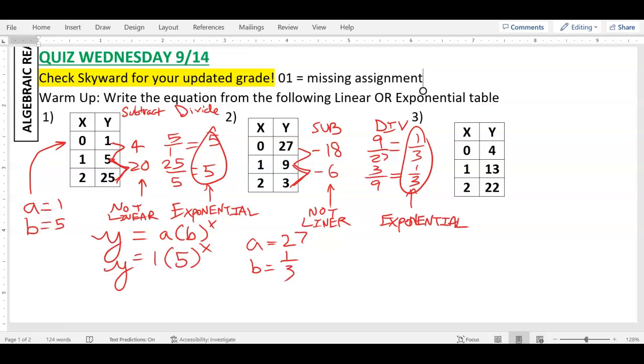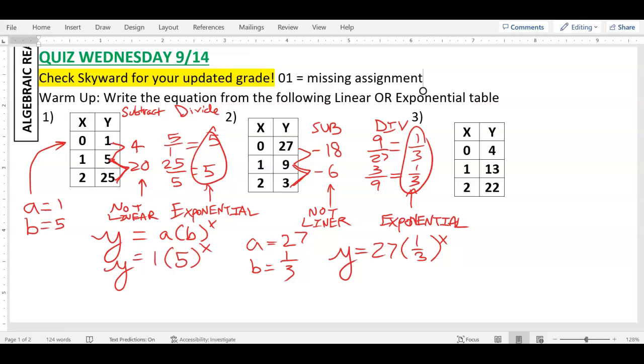So if I know the starting value when x is 0, and if I know the ratio when I divide, I can write it in this form, A times B to the power of x. Okay? So let's write that. Y equals A times B to the power of x. Okay? I'll reiterate. On here, you must tell me, is it linear or exponential? If it's exponential, this is how you get the equation. When x is 0, that's your A. The ratio is B.